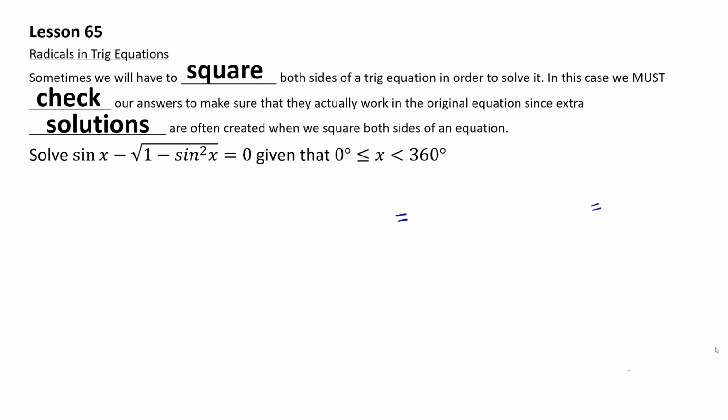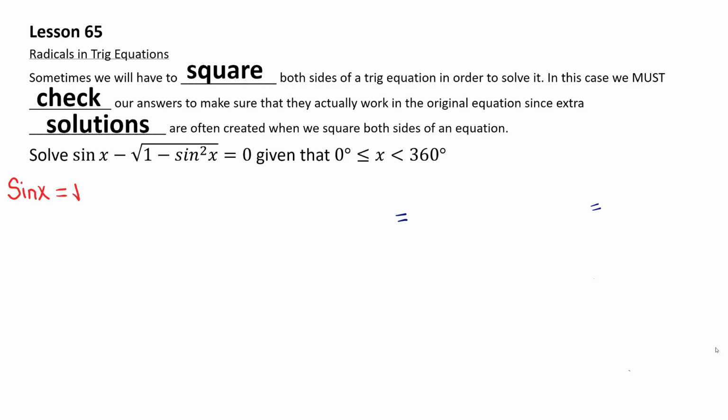And we've talked about this before. Whenever you square both sides of an equation, the squared equation may have solutions that the original equation didn't have. So you always have to go back and check your solutions in the original equation from before you squared it. All right, so we want to solve sine x minus the square root of 1 minus sine squared x equals 0, given that x is between 0 and 360.